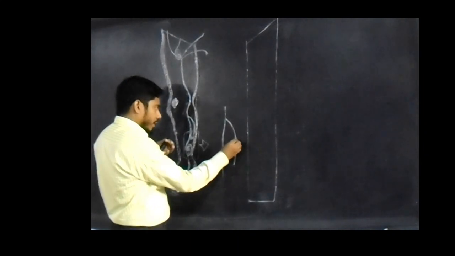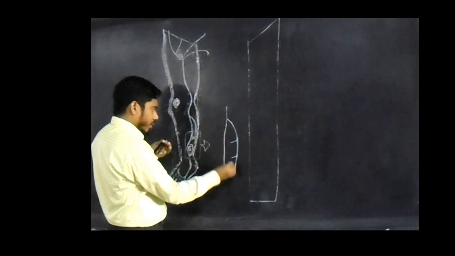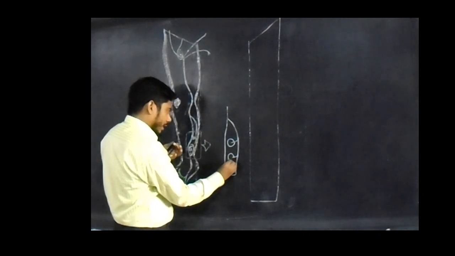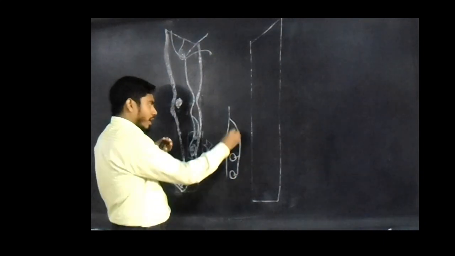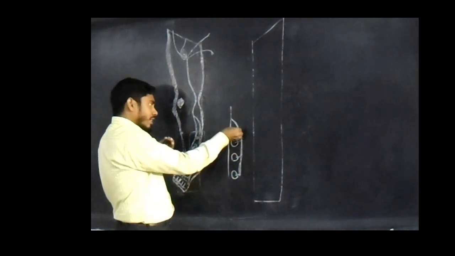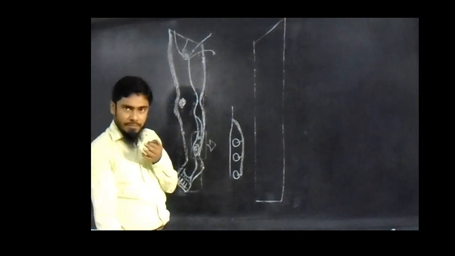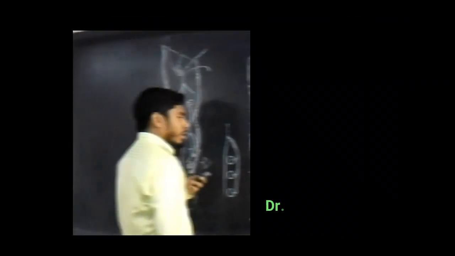From here there are 3 perforators. Here is one perforator, here is another one, and here is another one. These perforators will connect this posterior arch vein with the tibial vein, that is the deep vein. One of the deep veins is the tibial vein. Okay, and these are the medial ankle perforators.